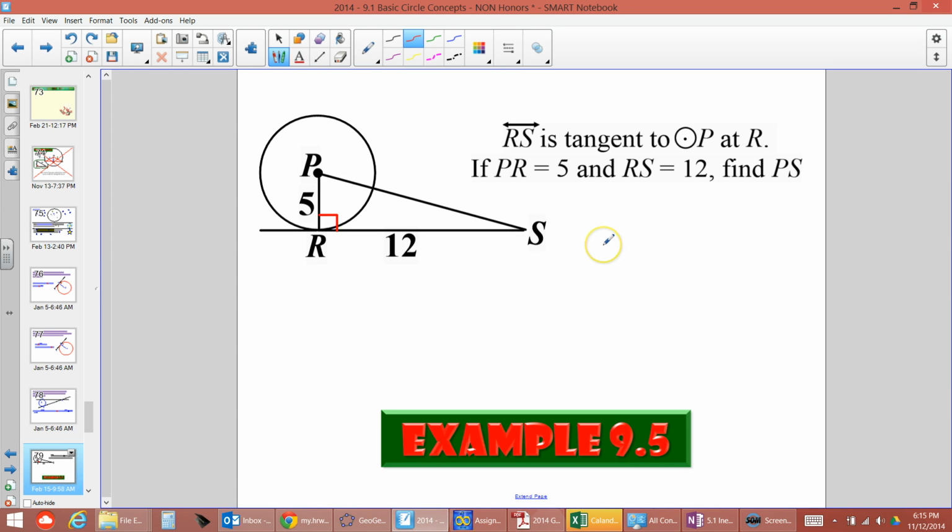Here we go. That's what I was talking about as far as perpendicular, right? RS is tangent to circle P at R. See that? So that's why we get the 90 degrees, because it's tangent. If PR is 5, RS is 12, find PS. If you have your cheat sheets or your blue sheets, you'll look at the Pythagorean triples and you'll see 5, 12, 13. And you're done. PS is 13. It's a Pythagorean triple. But if you don't have those, then you've got to do the long way.